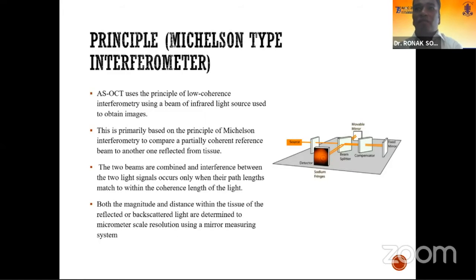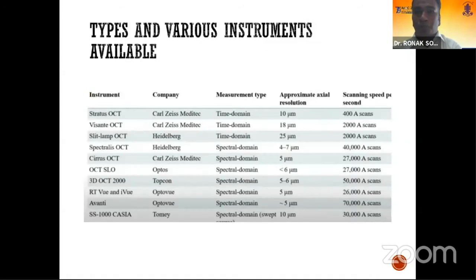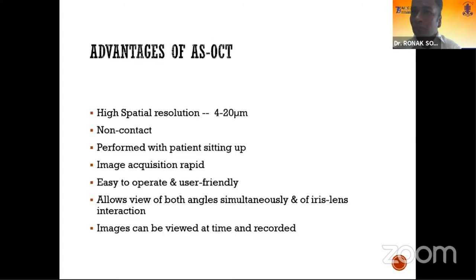Based on the Michelson's interferometer, the principle of Michelson interferometry is to compare a partially coherent reference beam to another one from a reflected tissue. These are the various machines available. Some of them are time domain. As time has passed, we have shifted to spectral domains, and there are swept source OCTs in the form of Casia available, which is the latest device.